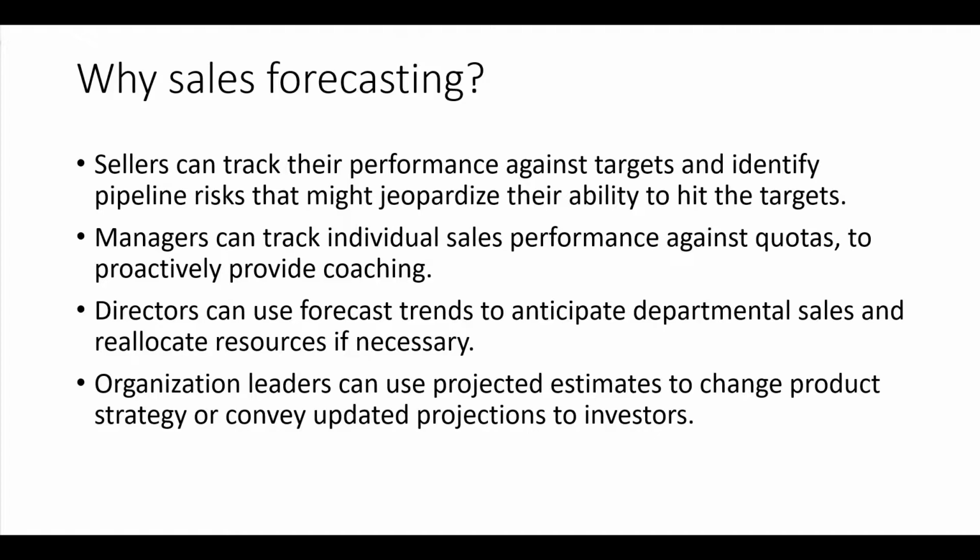And then going up a level, managers can track the people on their sales teams and track their performance against their quotas and look at who needs additional training or who's killing it. And then going farther up, directors can use forecast trends to anticipate departmental sales and reallocate resources if necessary. And organization leaders can use projected estimates to change product strategy or convey updated projections to investors.